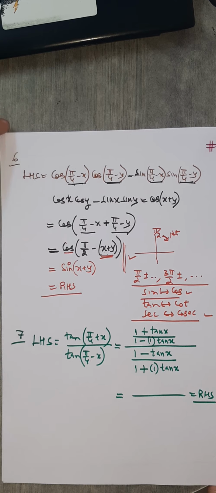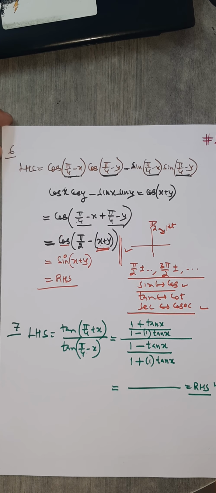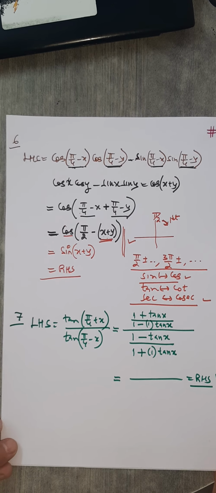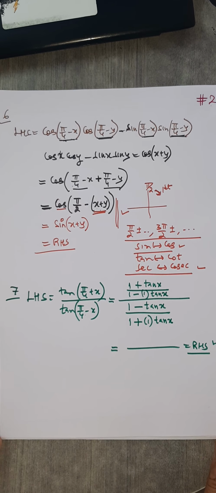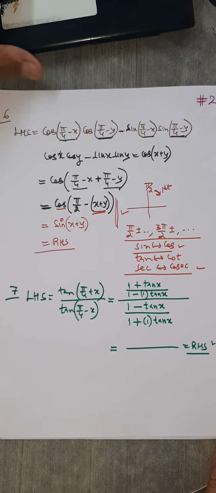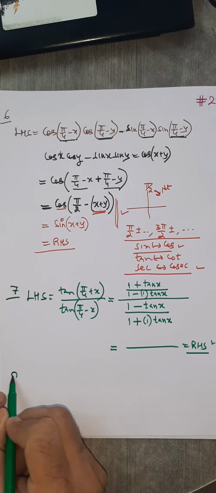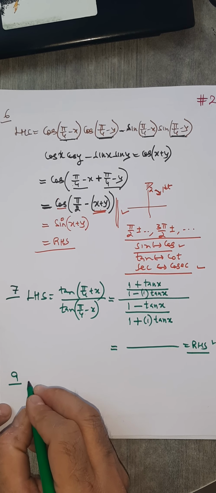What I did, I've dropped one step. I wrote directly tan pi by 4 equals 1, remember. That step I've dropped. Now you are familiar with such things. So let's go to the next question. It's very elementary, I'm not doing that. I'll go to question number 9. Let me go to the 9th question.